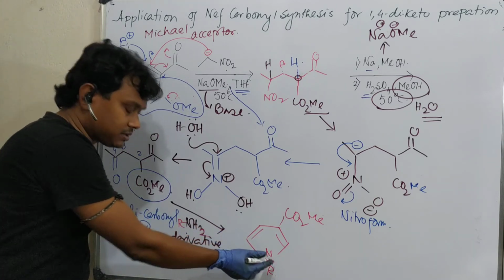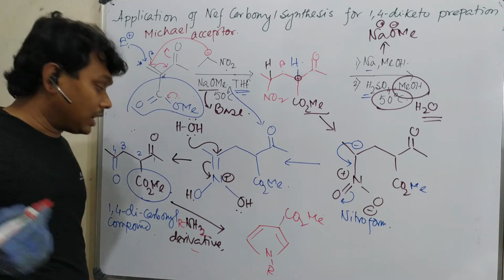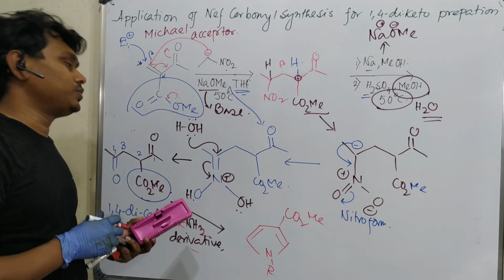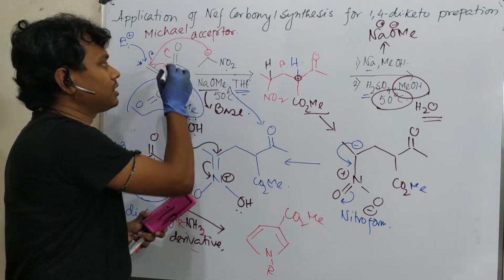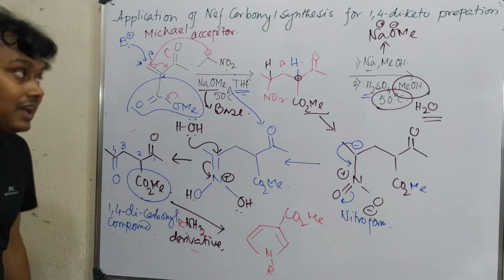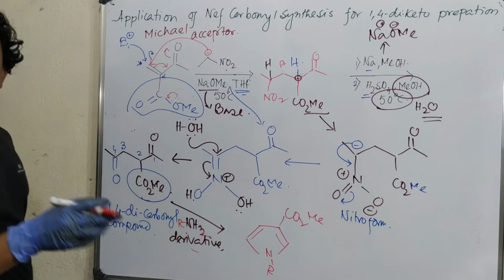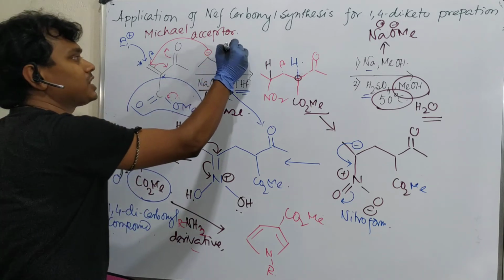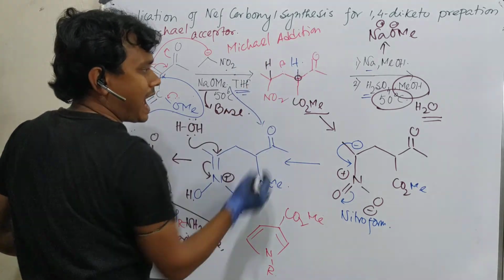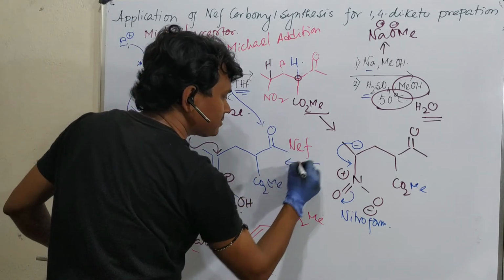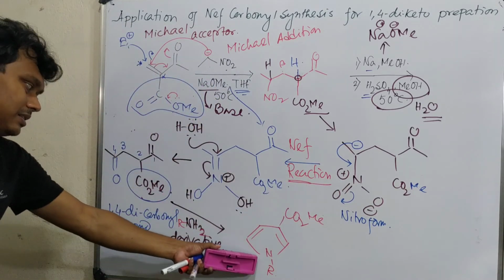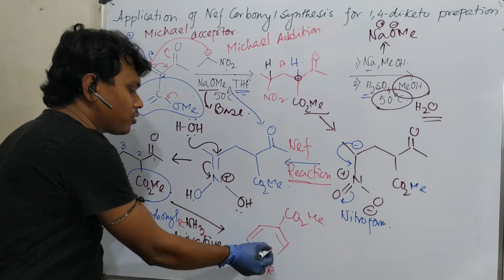Not only this, furan and thiophene can also be prepared. Okay, so this is the overall understanding. So what have we learned today? We have learned the mechanistic pathway for conversion of nitro into a 1,4-dicarbonyl compound via, first of all, the Michael addition reaction, and second, the Nef reaction. So two reactions we have studied: Michael addition, and this step is the Nef reaction. Okay, and the complete mechanism. And finally, we learned how this could be converted into the corresponding aromatic derivative.